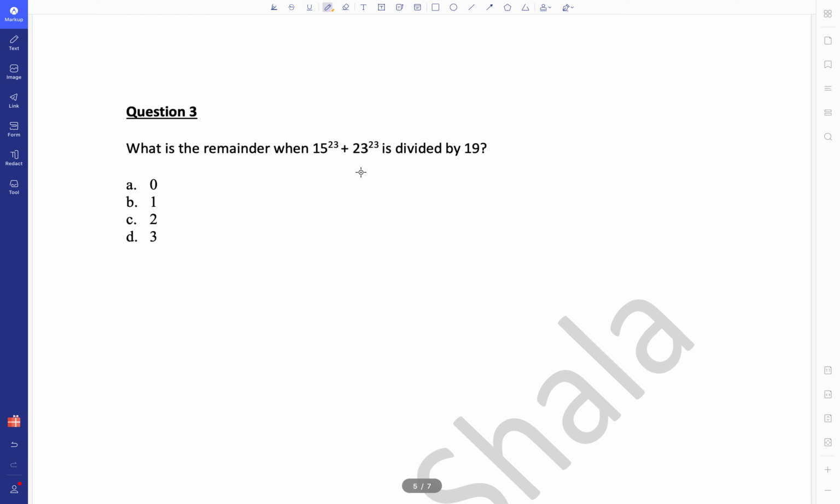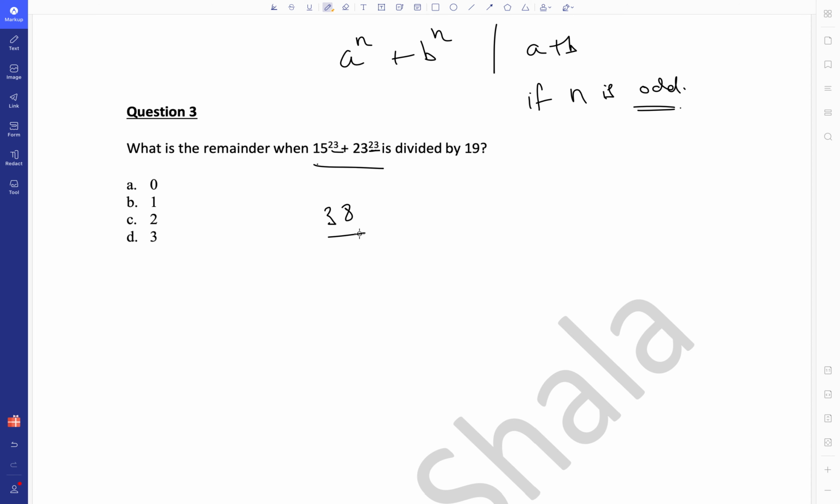Let's look at another thing. Sometimes students memorize a property that a raised to power n plus b raised to power n is divisible by a plus b if n is odd. So if you see it by that property, you can apply this, because the powers are common here. We are adding two terms and the powers are 23 each. So 15 raised to 23 plus 23 raised to 23 will always be divisible by 15 plus 23, which is 38, because the power is odd.